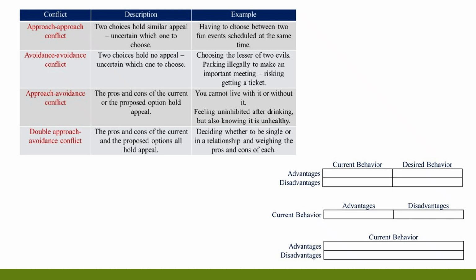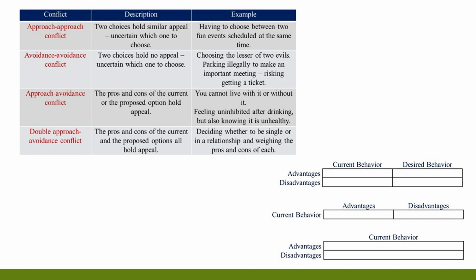Or in my example, it could be the status quo. I know alcohol is bad for me, but when I do drink, I feel less inhibited and I feel fun. I feel like I have fun. So it's a love-hate relationship with one or the other, not both. That is called double, right? And that is sometimes what we do have.